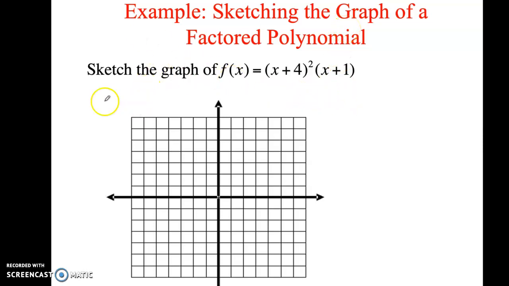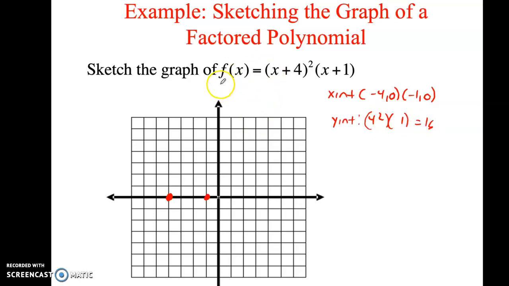So first step right here, I'm going to find the x-intercepts, which are (-4, 0) and (-1, 0). You notice I'm not solving for it and then putting the ordered pair. I'm just doing it properly from the get-go. So 1, 2, 3, 4, -4, and -1. Find the y-intercept. For the y-intercept, put 0 in for x. So we're going to have 4 squared times 1, which is 16.